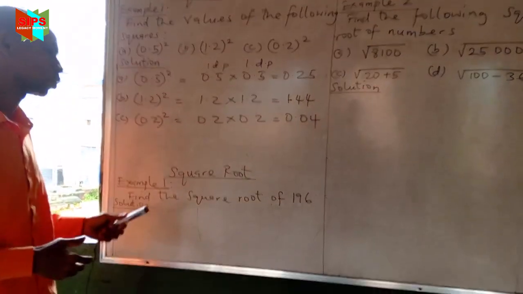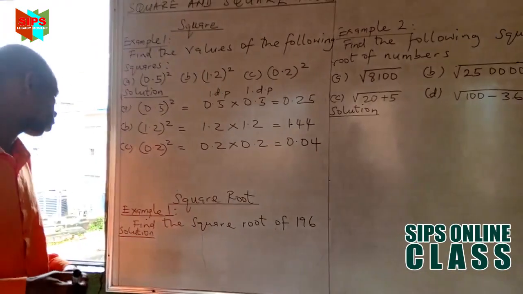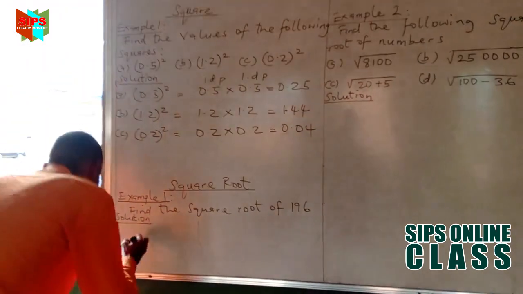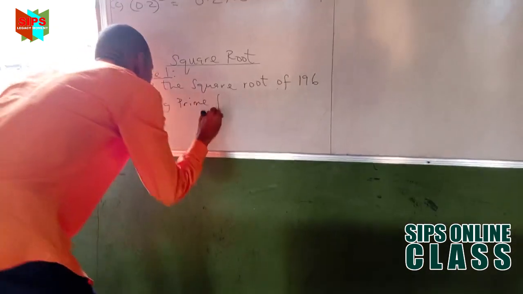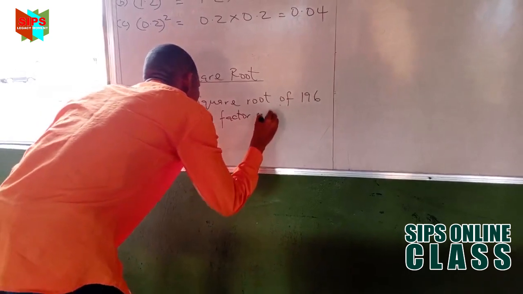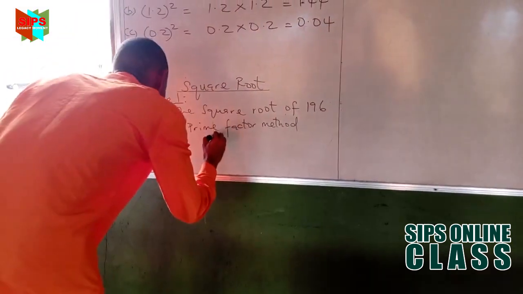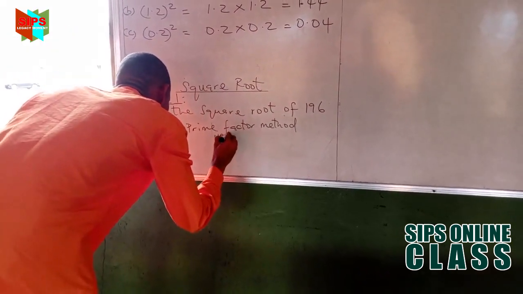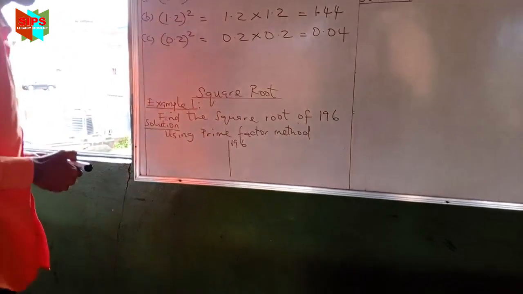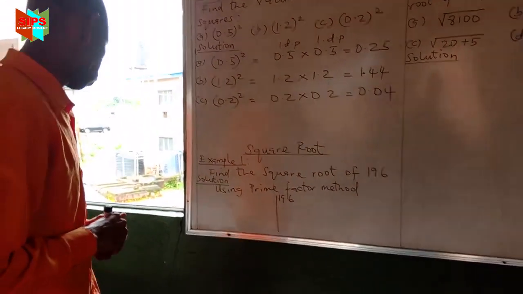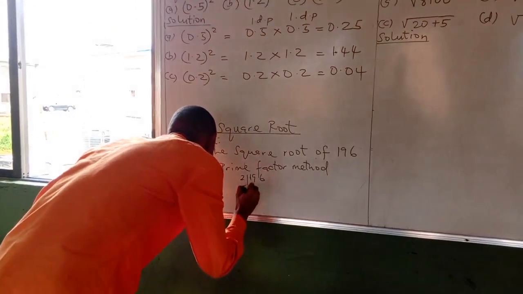Now let's quickly look at square roots. Find the square roots of, work example 1, find the square root of 196. So using the prime factor method, here you have 196. You look at what and what can go. 2, of course, we know that 2 can go. 2 going into 196, we get 98.